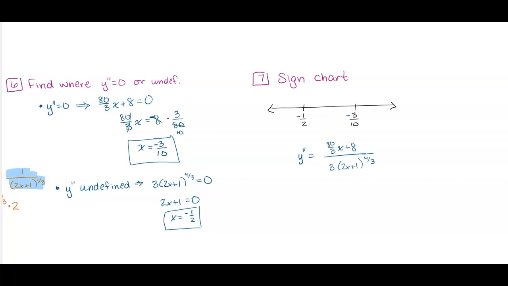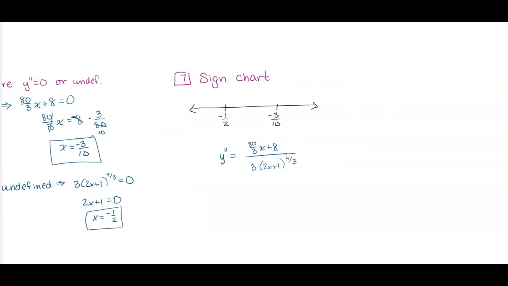Okay, so our next job is to look at these three intervals and see if we plug numbers into our second derivative, do we get positives or negatives? We already did this with the first derivative, but the second derivative is a different function, so we got to do it again. All right, in this far left interval, I'm going to think about the number 0. 0 is easy enough. That gives me an 8 on the top, that's positive. It gives me a 1 in here. To the 4 thirds is still 1 times 3, that's positive, so this is all positive.